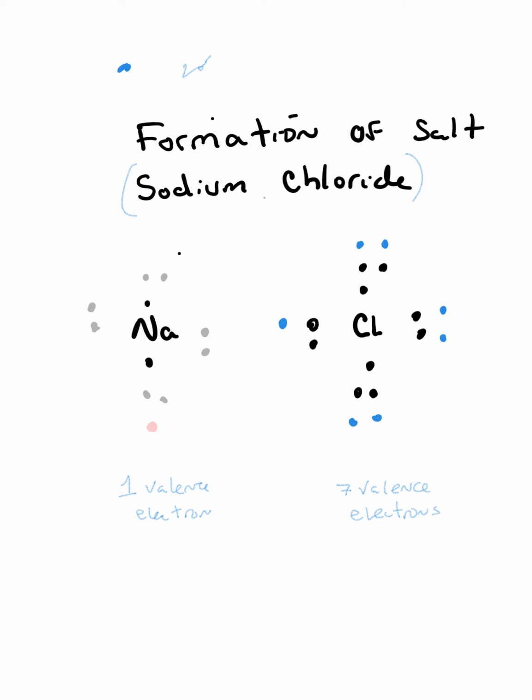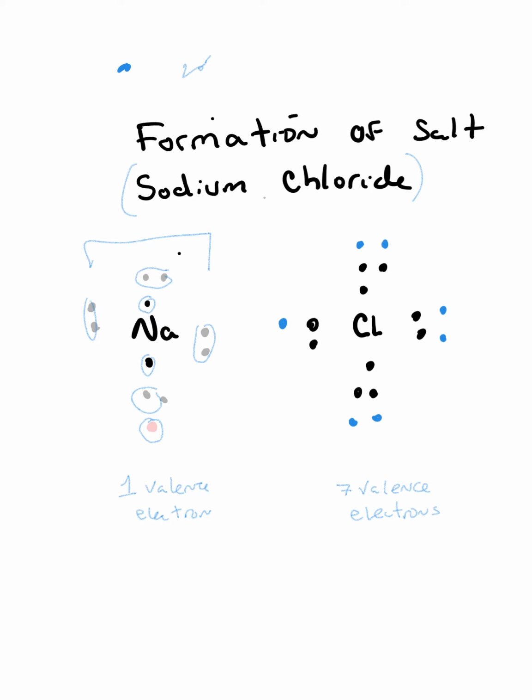What I've done is I've made a sodium atom, and I put in the electrons. So there are 2 inner electrons, and I have 8 electrons in the second energy shell. And this last one that's in red, this is the valence electron.